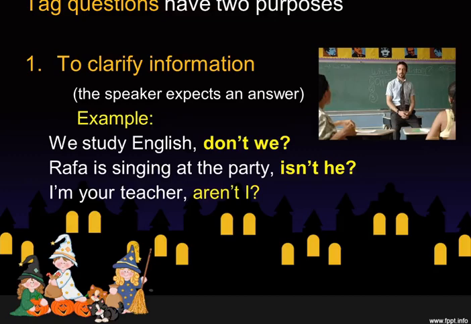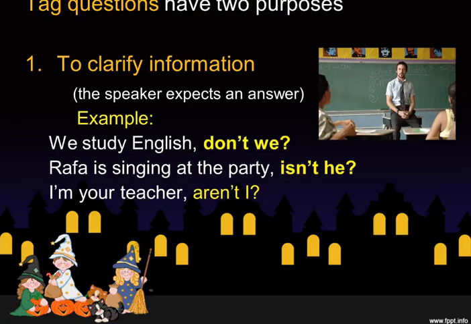I am your teacher. Look at this sentence: I am your teacher. The person who is making this statement also knows that he is a teacher. Then why is he asking, aren't I? He is asking for a confirmation or information. He says, aren't I? Here you look at it, the first and second examples.